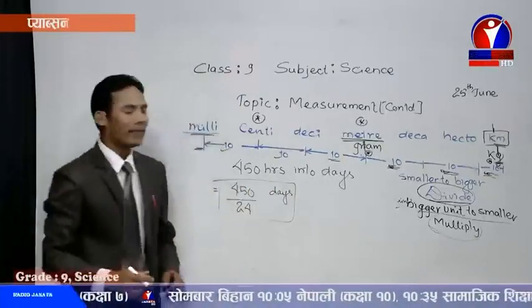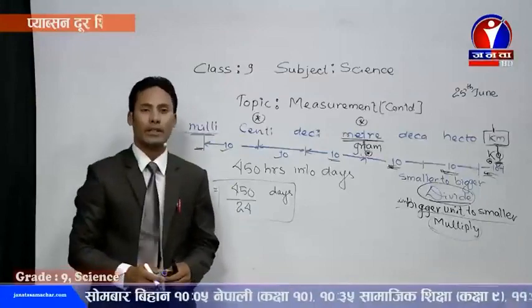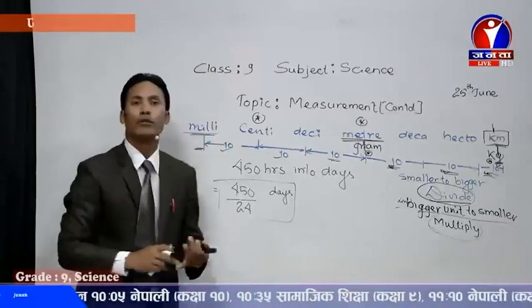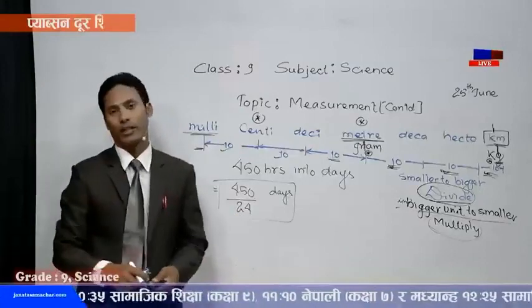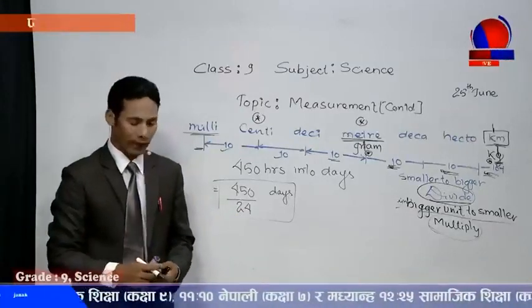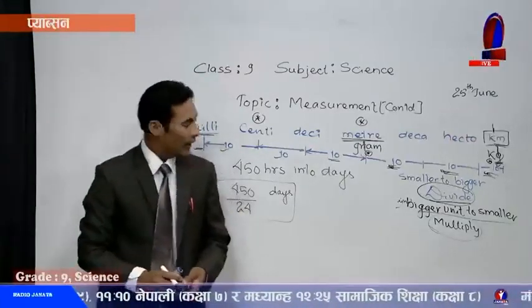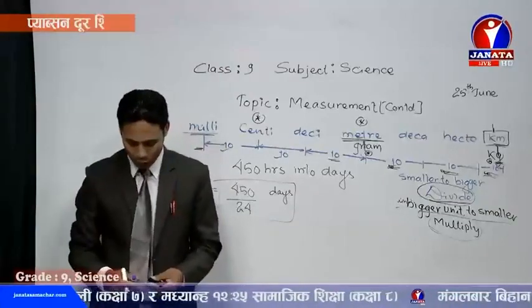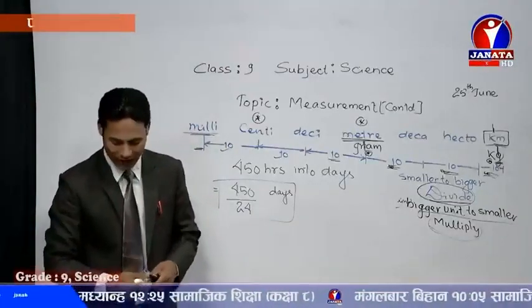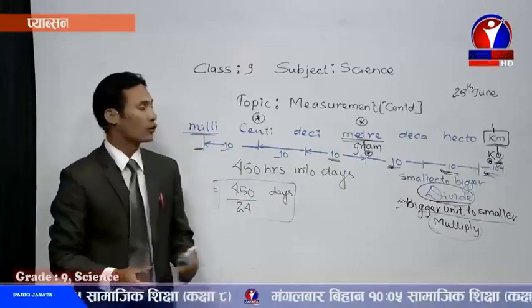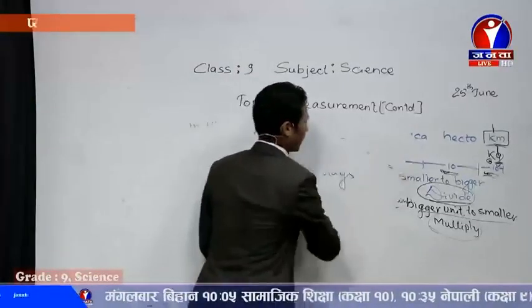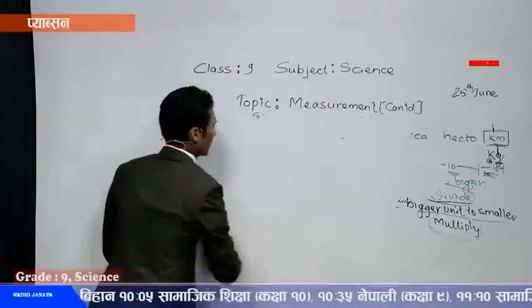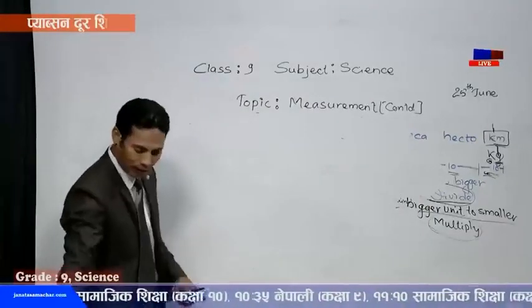So in this way, we can convert the unit of length, and the unit of time also we can convert. Similarly, the unit of mass also we can convert. Now let's see the scientific notation or power of 10, which is essential for solving the numerical problems in physics.